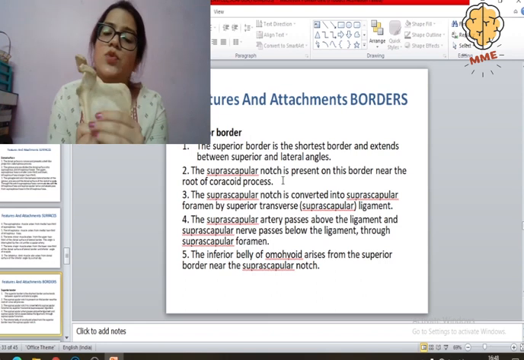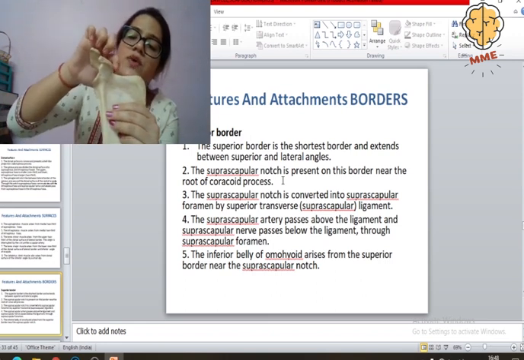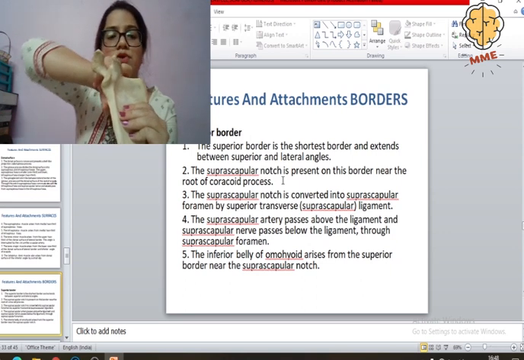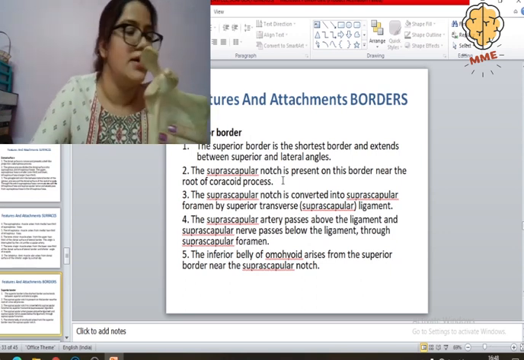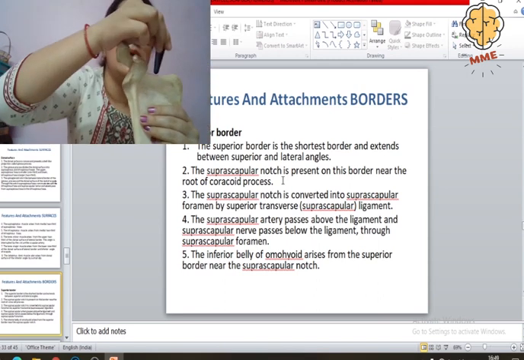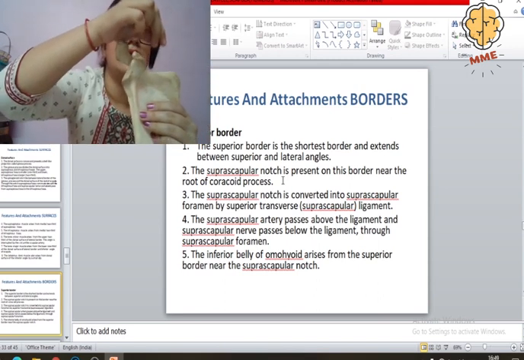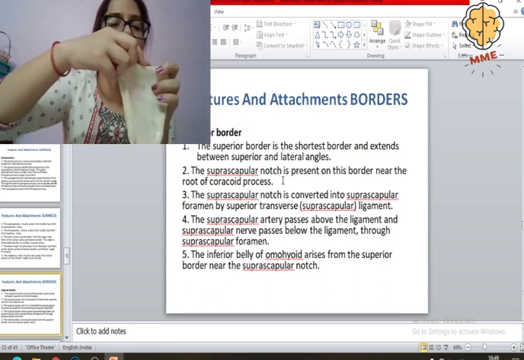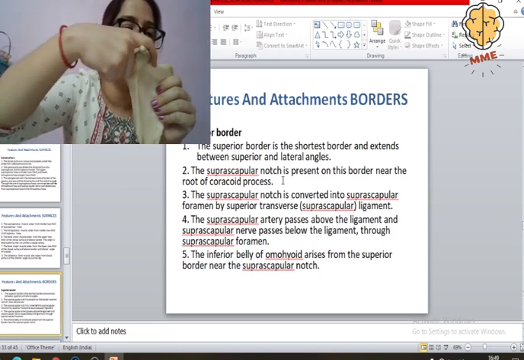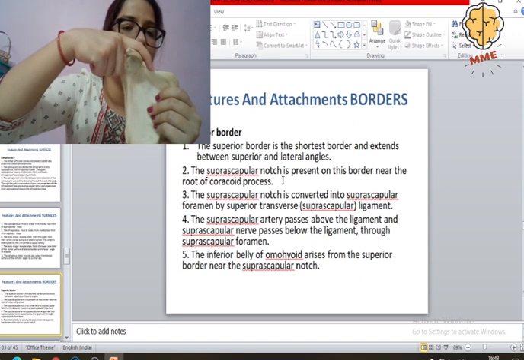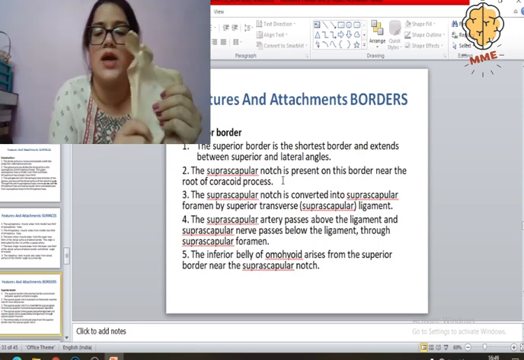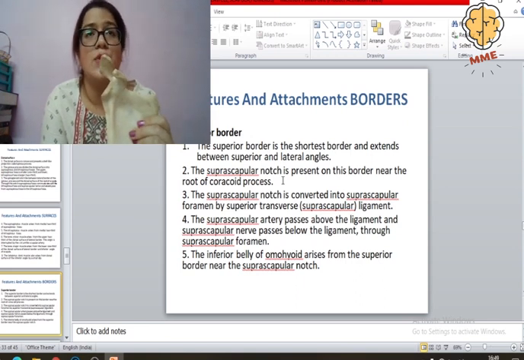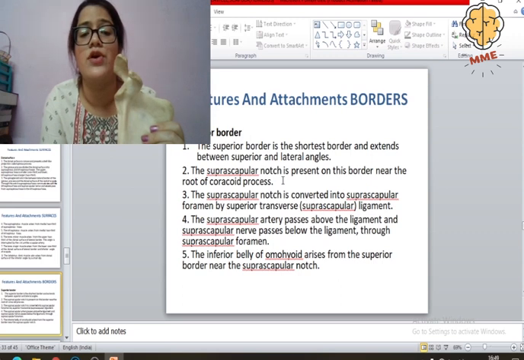And what happens is this suprascapular notch is converted into a foramen, because there's a ligament like this placed over here. There's a ligament like this. So this is now converted into a foramen, because we can see a hole. So the suprascapular ligament converts the suprascapular notch into the suprascapular foramen.